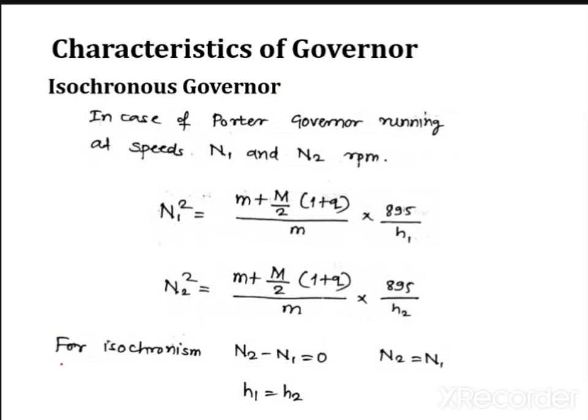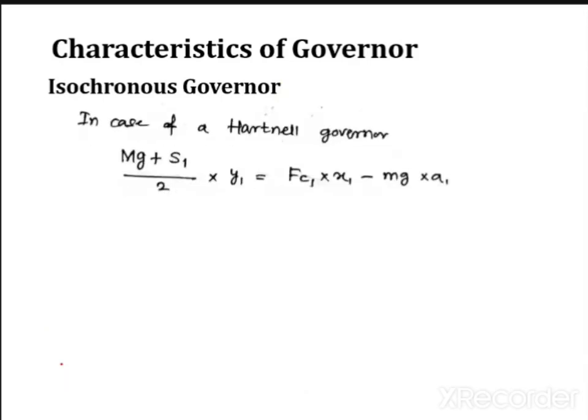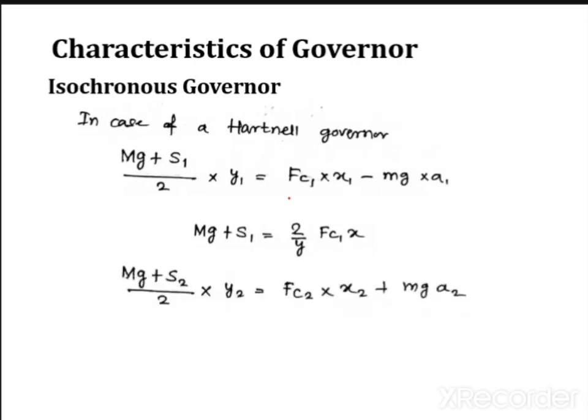Next, let us move on to the Hartnell governor. For the Hartnell governor, you have drawn a minimum and maximum position diagram, right? From this, taking a moment, I have got this equation. How this equation came, we have already solved a number of problems. So I am not going to go into the derivation. Let us say for the Hartnell governor, we have got these two equations.